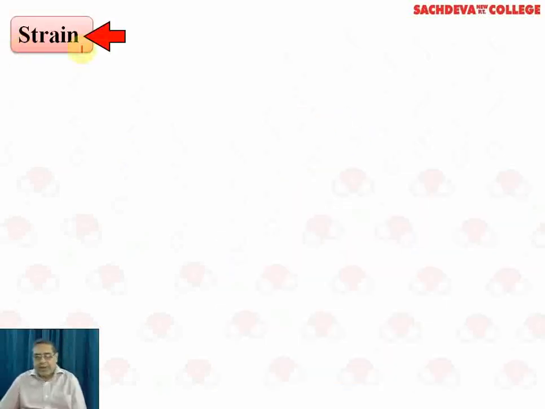Now we come towards strain. As it is clear from my earlier definition, strain is related to the deformation in the body. So we will say that strain is basically the deformation in the body by the application of force. So whenever we apply some external force, the body experiences some strain. So strain will be either longitudinal or superficial. You can say longitudinal strain, or shearing strain, or volumetric strain.